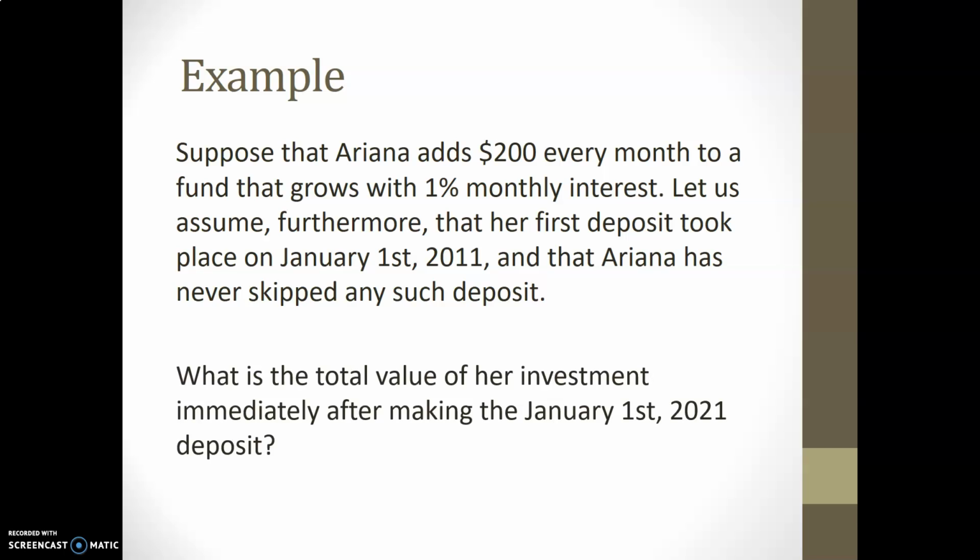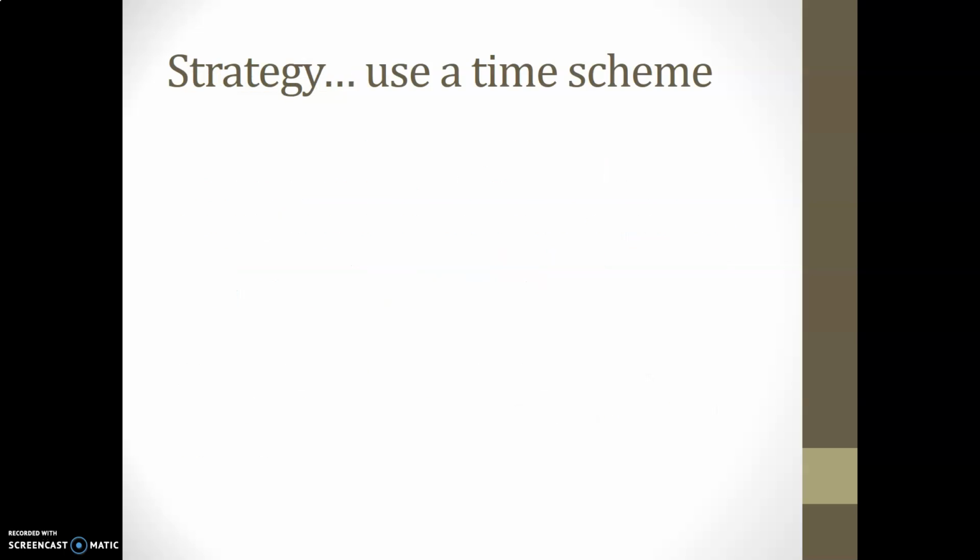What is the total value of her investment immediately after making the January 1st, 2021 deposit? So this situation fits in the context of annuity because deposits are, first of all, constant in value, periodic, in this case monthly, and the rate is maintained at 1% throughout.